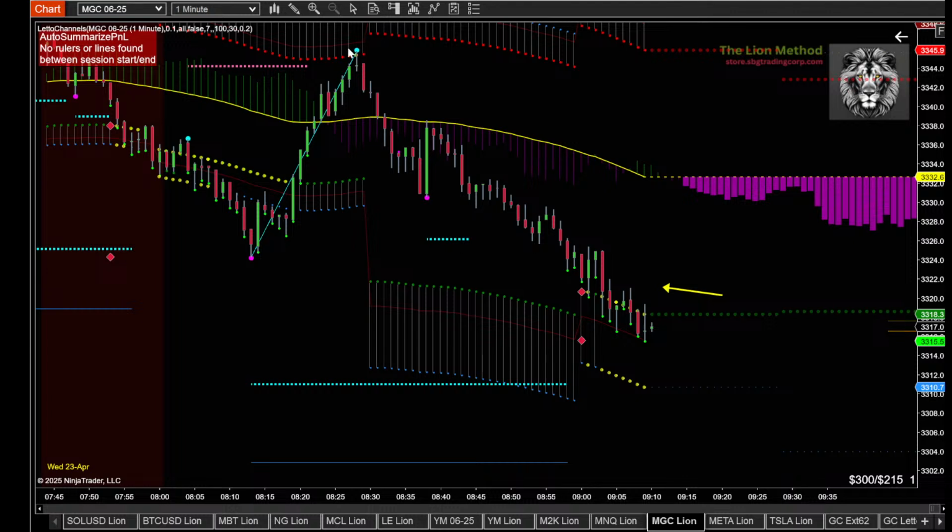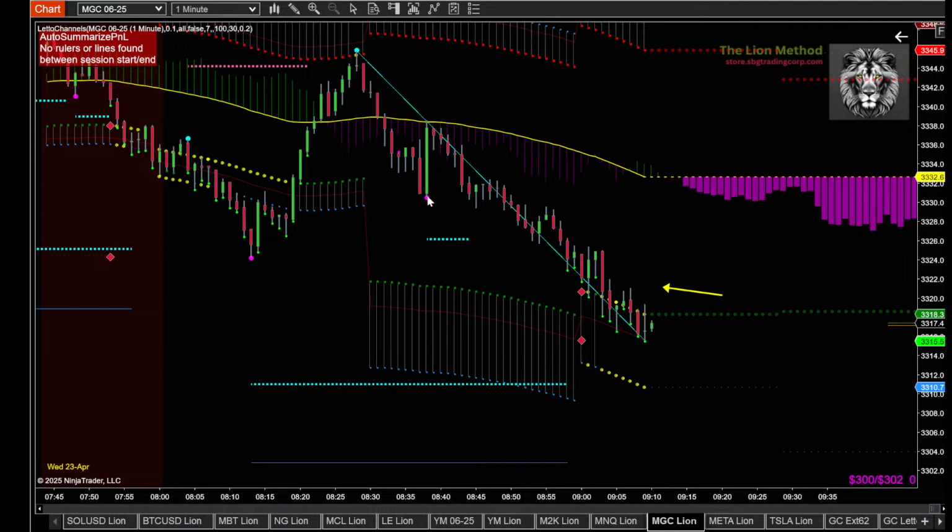So we went overbought here, and typically with the Lion method, once we're overbought, then we start looking for a short signal. And the first short signal that occurs after the overbought is right here. So had we taken that trade, we would have been a winner. That's where this target is, and we definitely hit it.